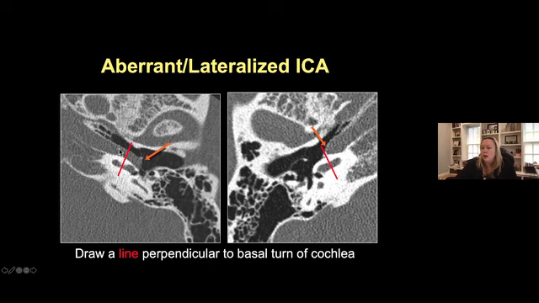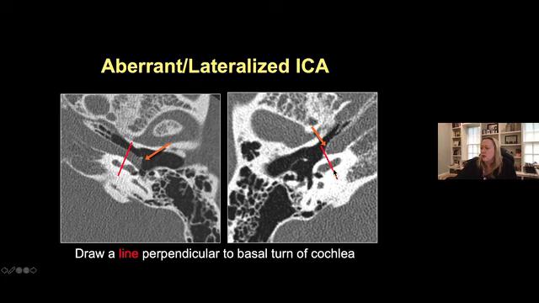And if the carotid is lateral to that line, then it's aberrant or lateralized. And again, it's probably not that important to specify which is which. That's sort of nuanced, but if it's lateral to that line, you do want to mention that it is either aberrant or lateralized, because that's very important from a surgical perspective.